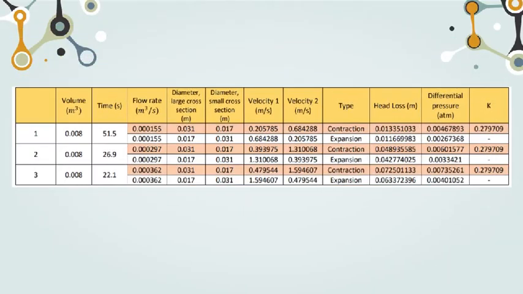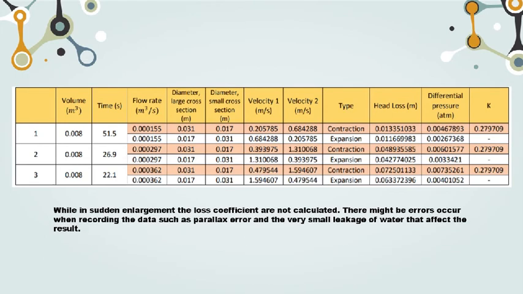So these are the data we obtained throughout experiment C. When we look at the data, in sudden enlargement, the loss coefficients are not calculated. This is because there might be an error that occurred when recording the data, such as parallax error or a very small leakage of water in the streamline that will affect the result.